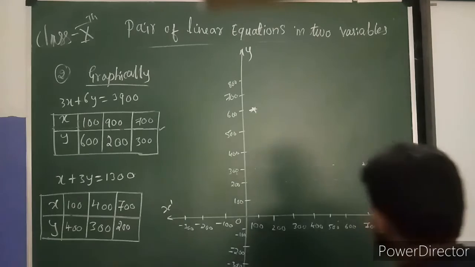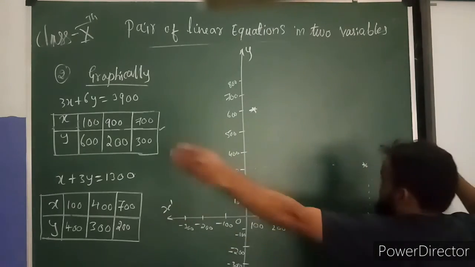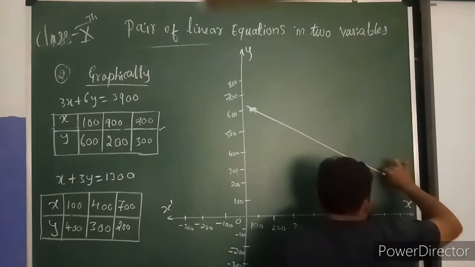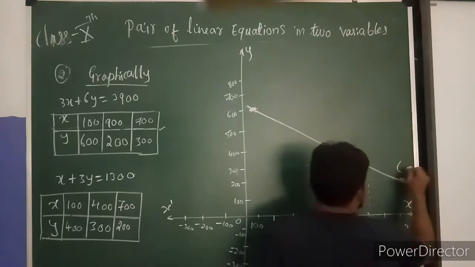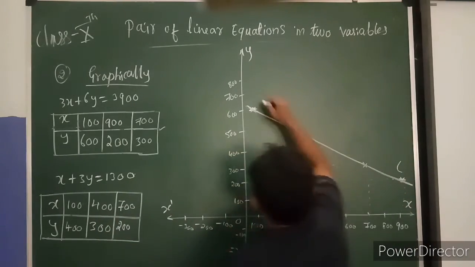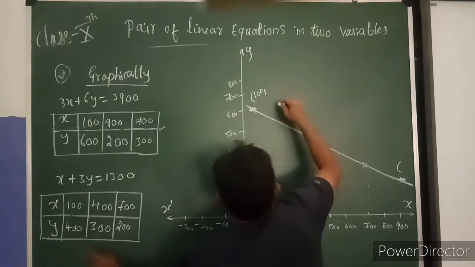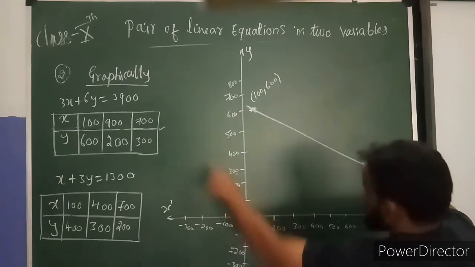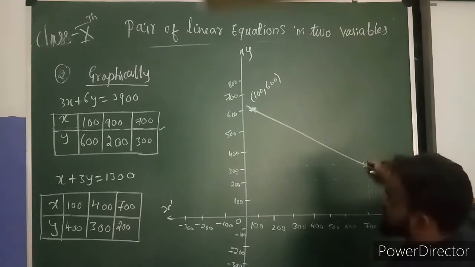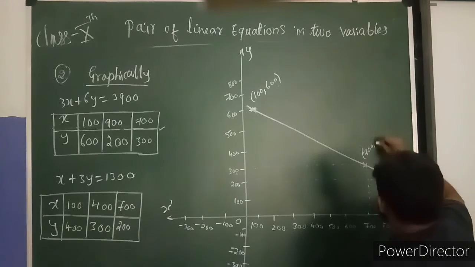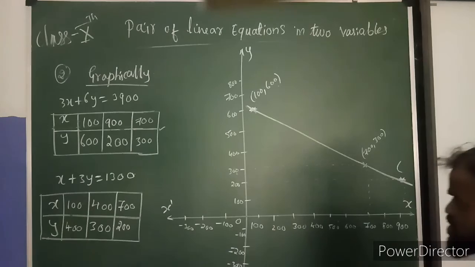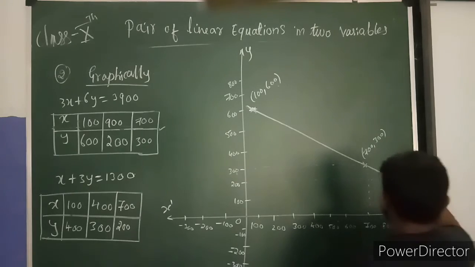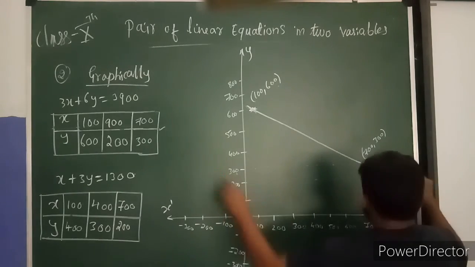After that, we have to put the scale, but I don't have a scale here to match the length of the board. I have done it according to this. I should write the points also. Here x is 100 and y is 600. Right, first value. Second value, x is 700 and 300, and x is 900 and y is 200.